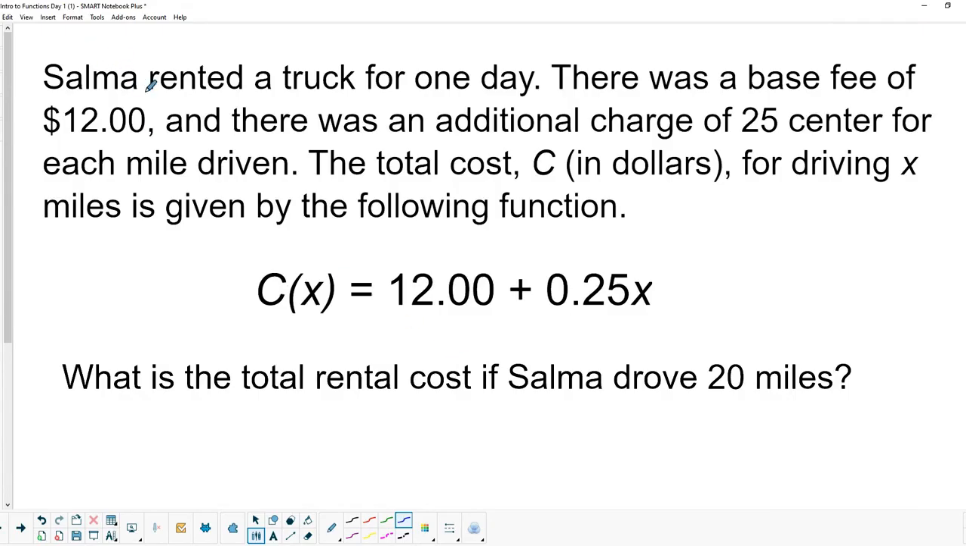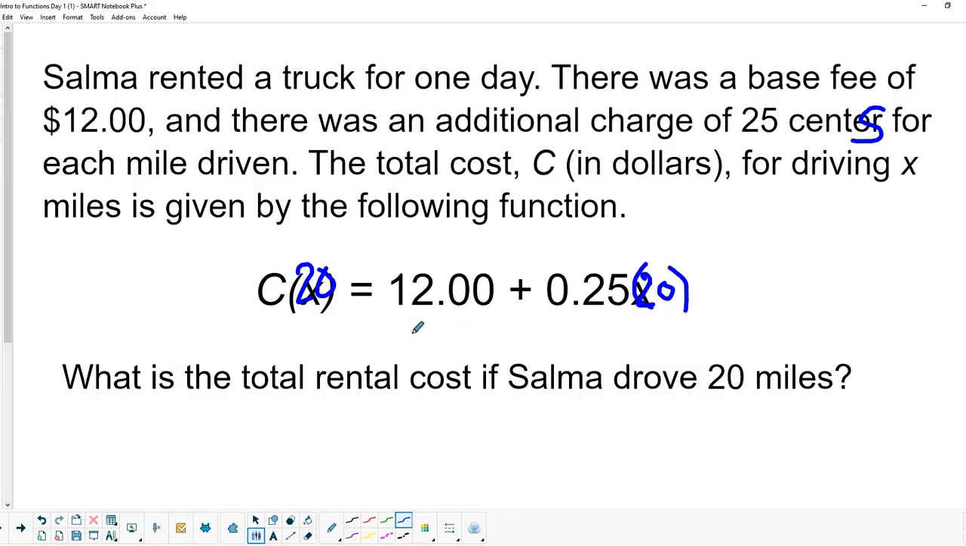So here's another one. Salma rented a truck for one day. There was a base fee of $12 and there was an additional charge of 25 cents. That should be an S right there. 25 cents for each mile driven. The total cost, C in dollars, for driving X miles is given by the following function. So if he drove 20 miles, what is the total rental cost? So we're going to put 20 miles into the function to find out what the total cost is.